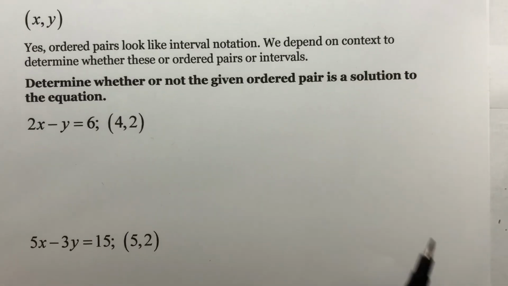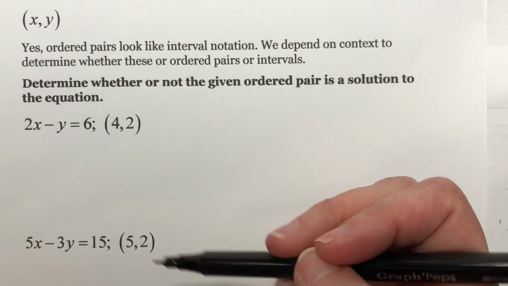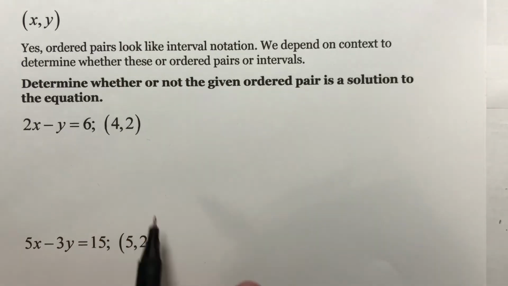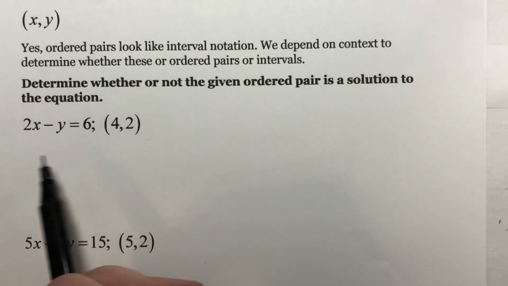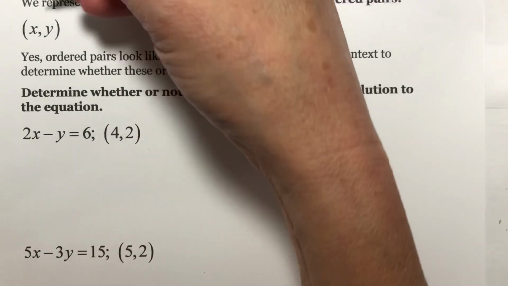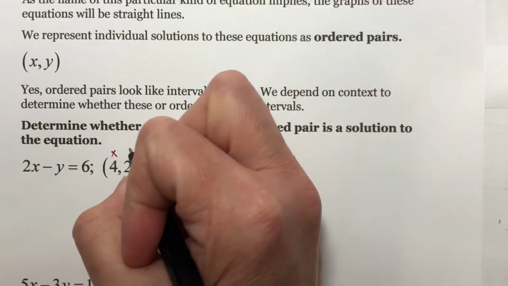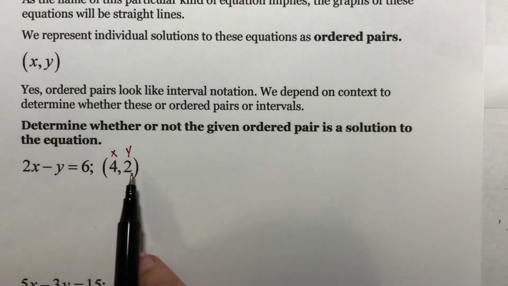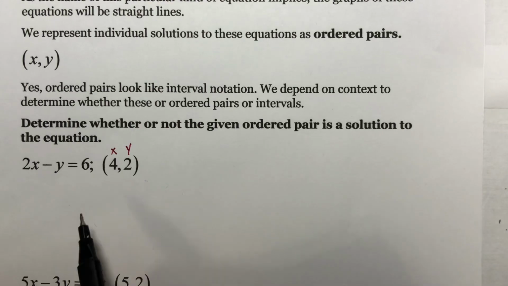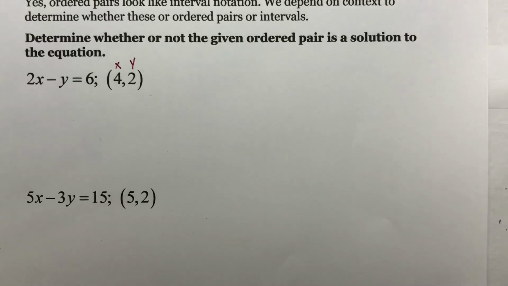What we want to do in these first problems, this is just kind of to give you a good feel about how things are going. All they're asking us to do is to check whether or not these ordered pairs are solutions to these equations. All we have to do is to plug in 4 for x, because x comes first, 2 for y, and then if we do the arithmetic and we get something that is true, it was a solution. If we get something that is false, it's not a solution.